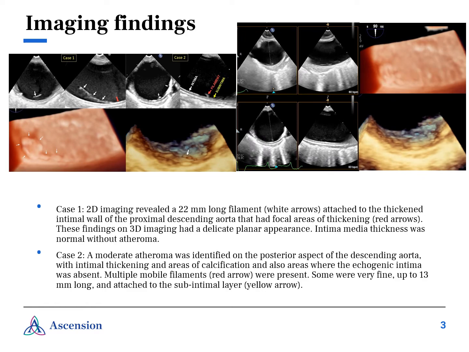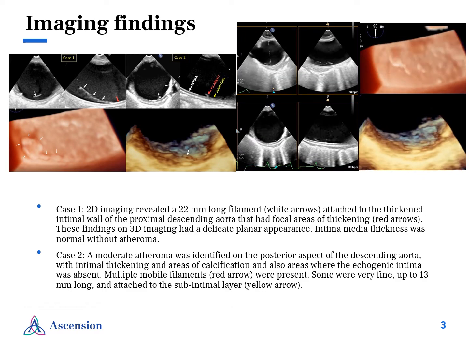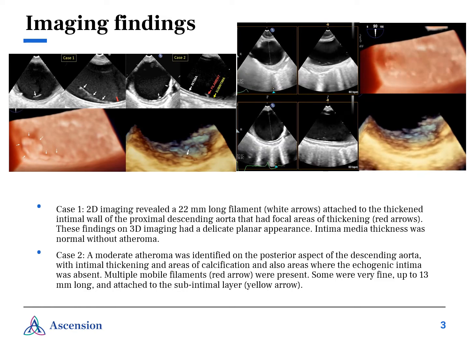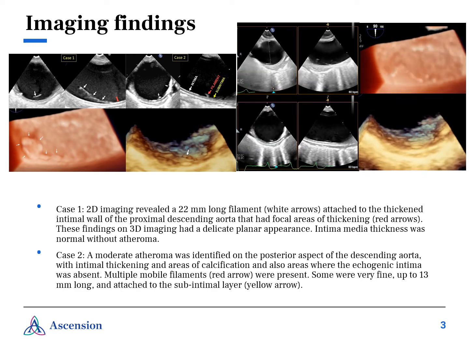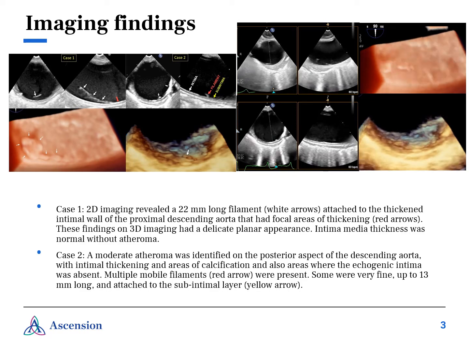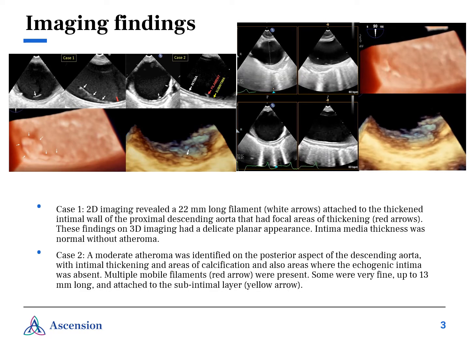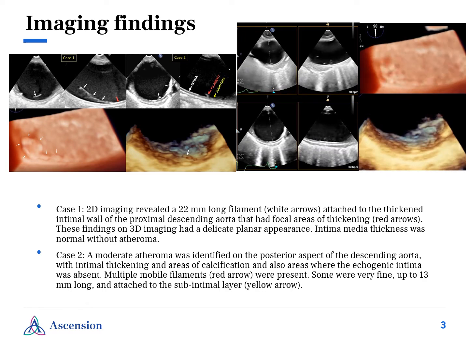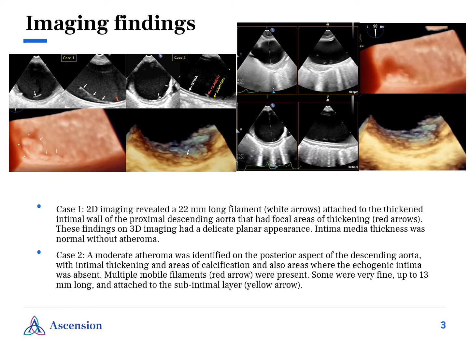2D images showed a 2 millimeter long filament attached to the thickened intimal wall of the proximal descending aorta that had focal areas of thickening, and those are marked by the colored arrows. These findings on 3D imaging had a delicate planar appearance. The underlying intimal medial complex showed normal thickness. Moderate heterogeneous atherosclerosis was present at other sites as well.